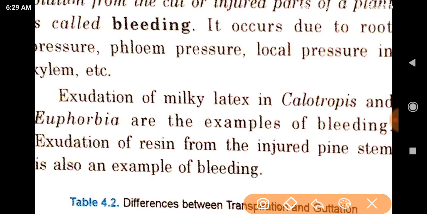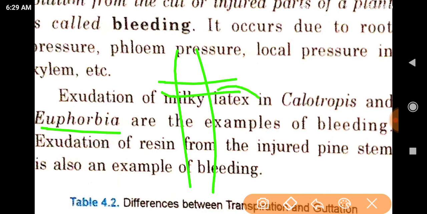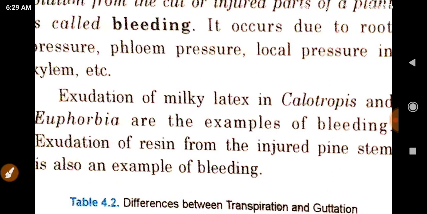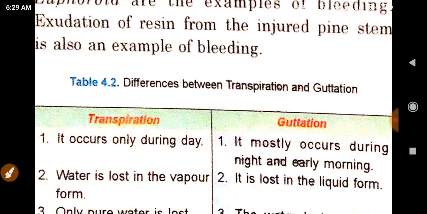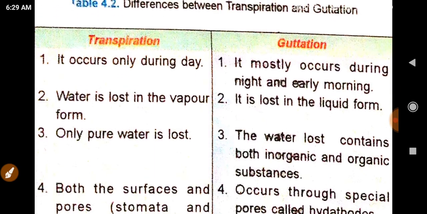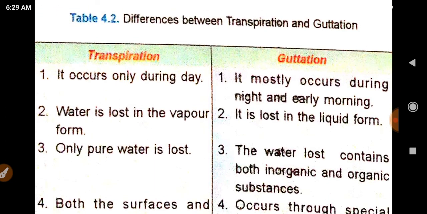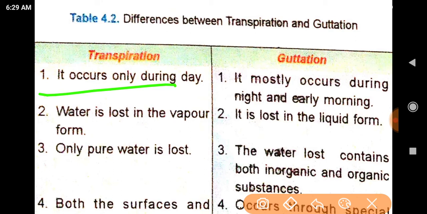Sometimes, if you cut Euphorbia, a white milk-like substance comes out from it. So this is known as bleeding. Now some differences between transpiration and guttation are given, so try to understand them.